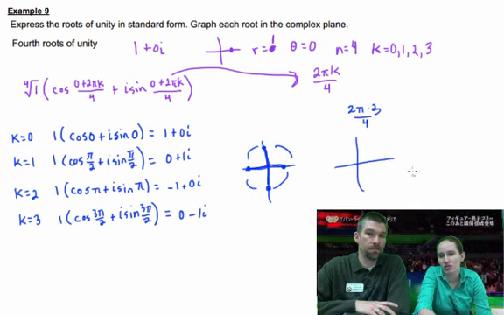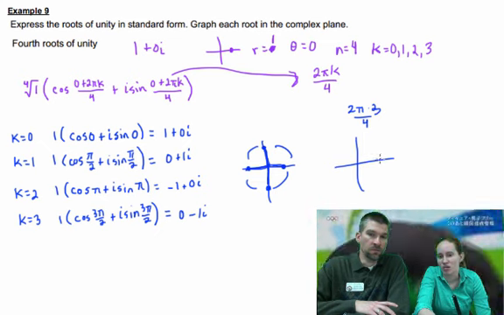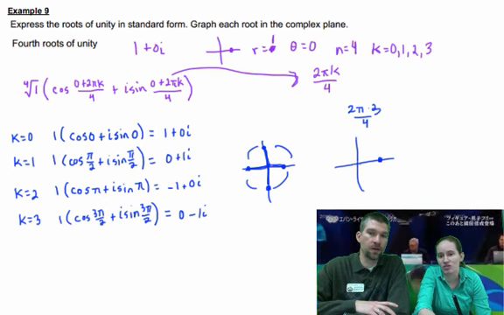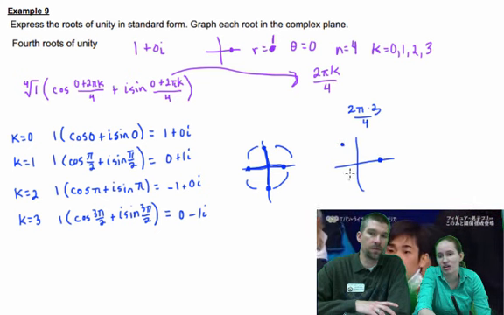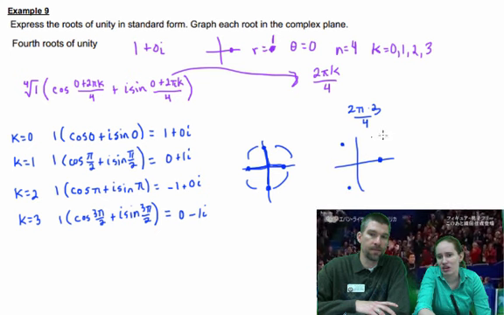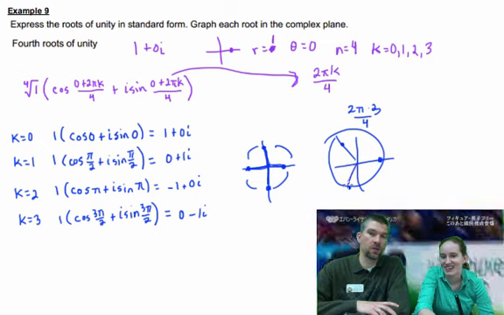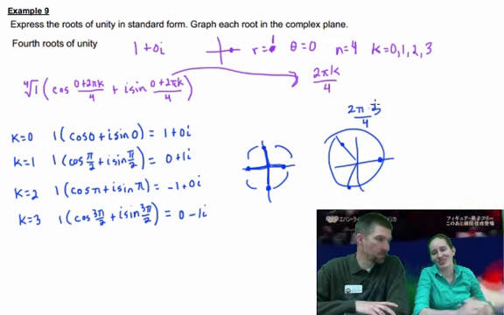If it was the third roots of unity, or even third roots in general, you'd start here again, right? But then you're dividing the circle into thirds. So over here and down there somewhere, because that's dividing a circle into thirds. That's a great circle. That's the best circle ever.